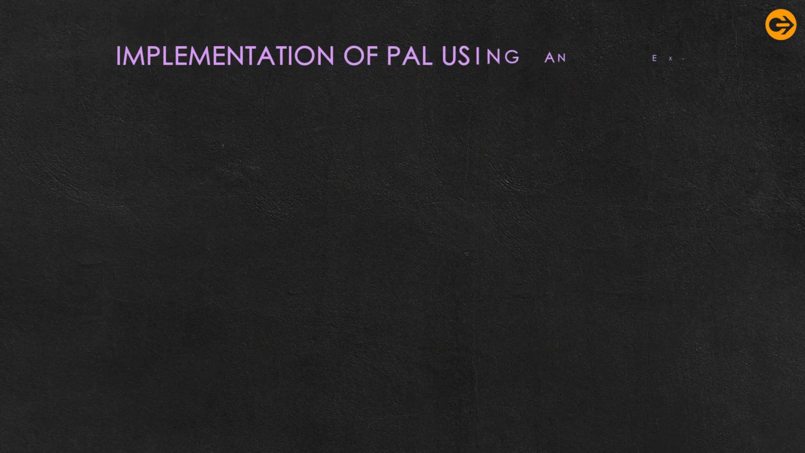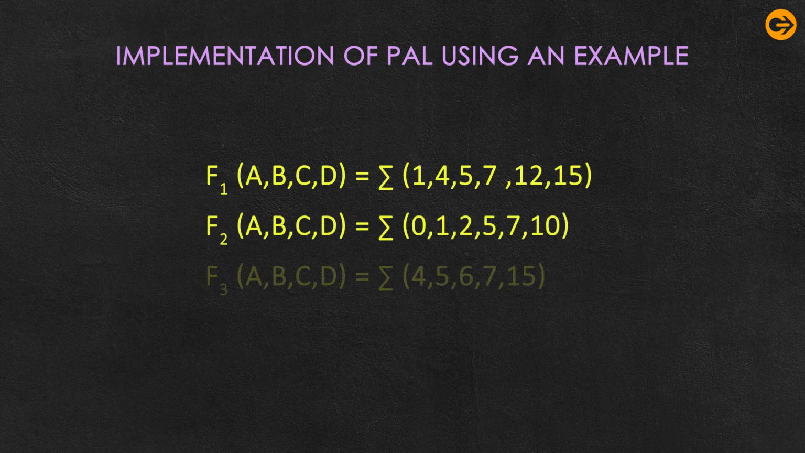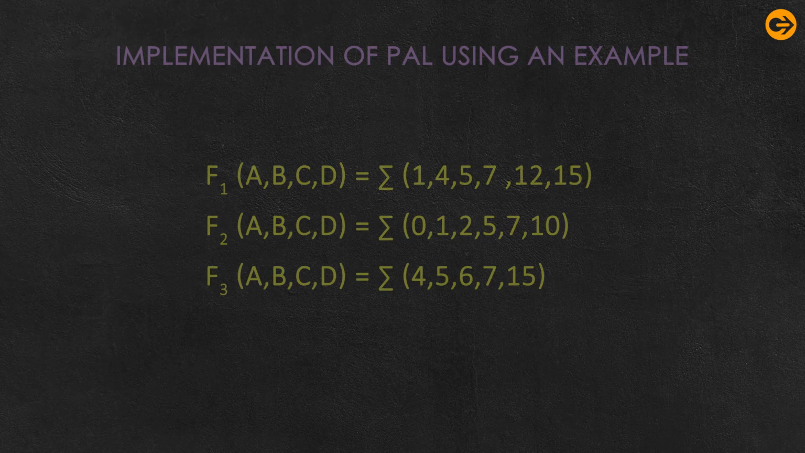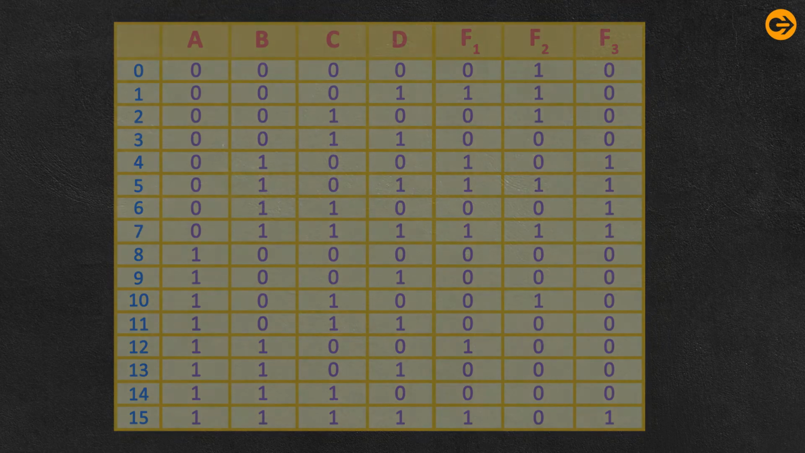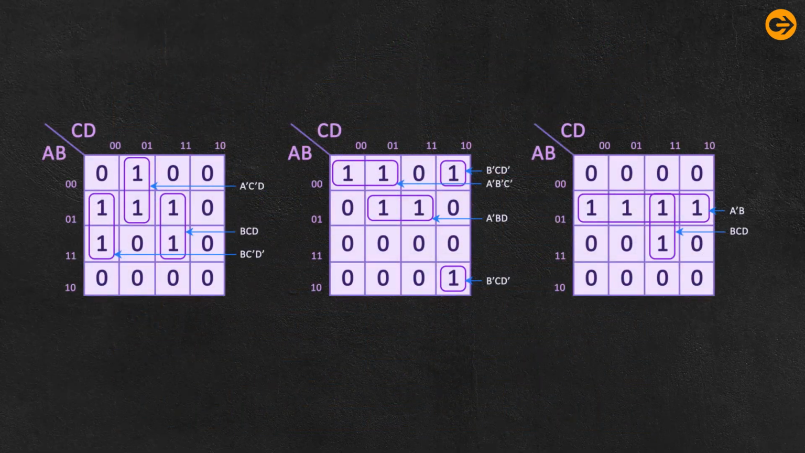Implementation of PAL using an example. Now let us consider the following example. The truth table of the above example is shown as follows. The K-map of the following example is given as follows.